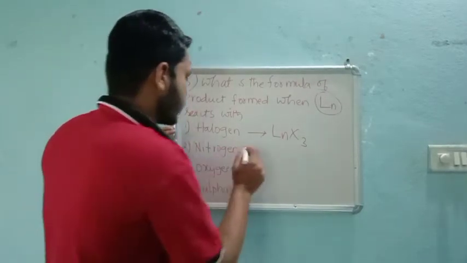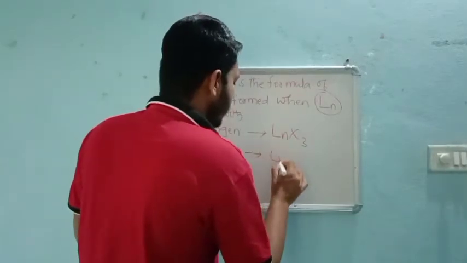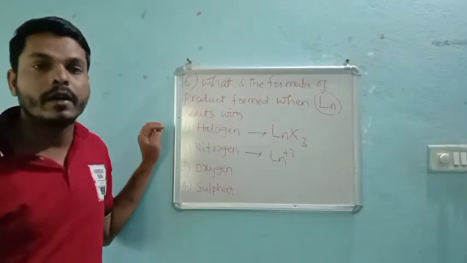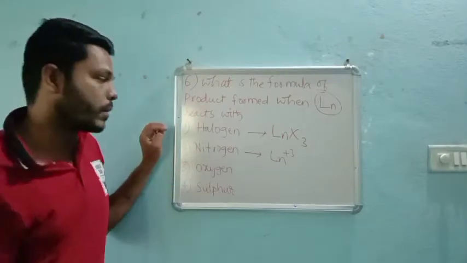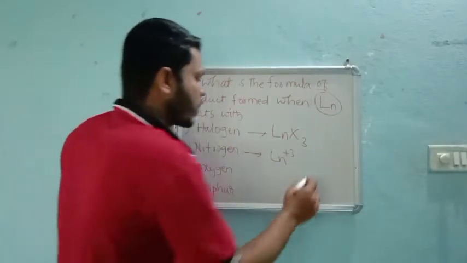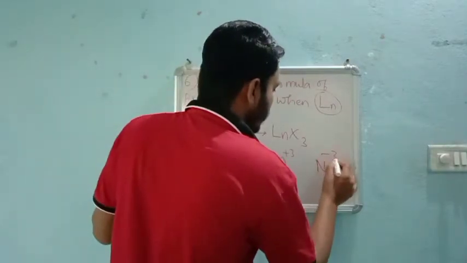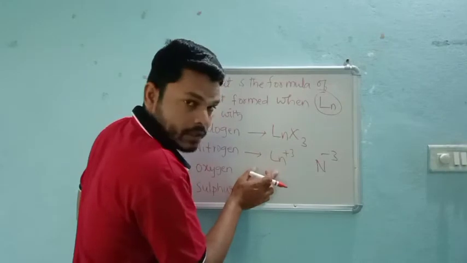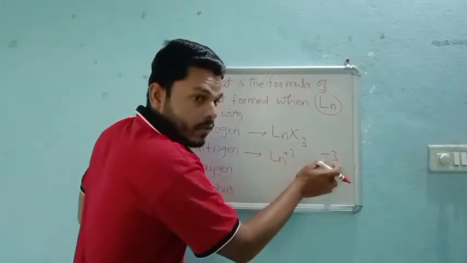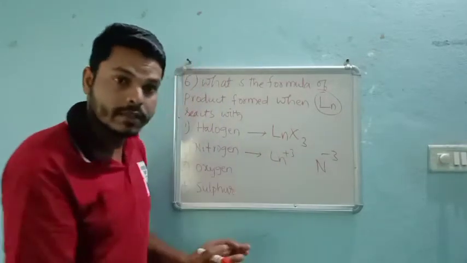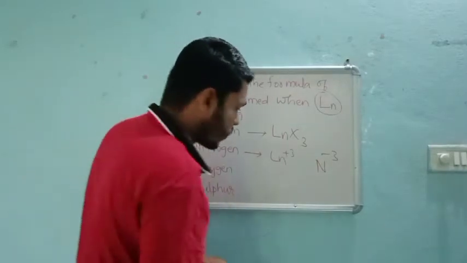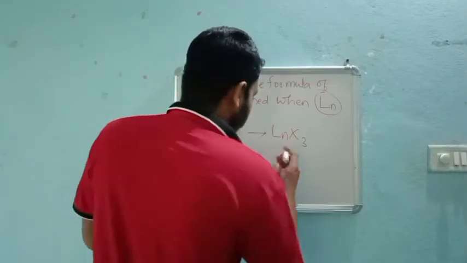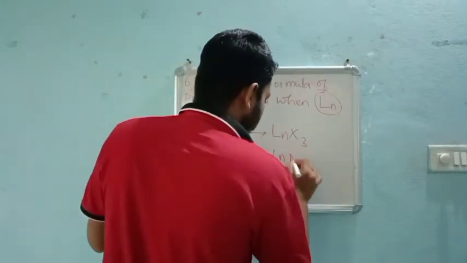Next, nitrogen. For nitrogen also, lanthanide will definitely show +3 charge. And nitrogen will show a negative charge of 3. Ln requires 3 and nitrogen gives 3, so they are matching. So what will be the formula of the product? LnN, right?